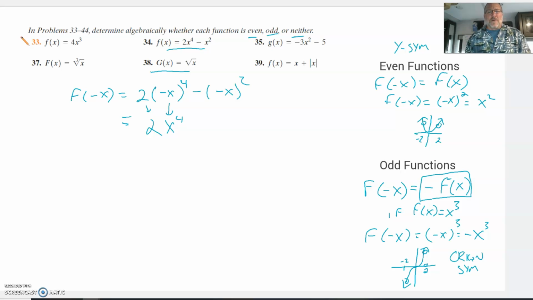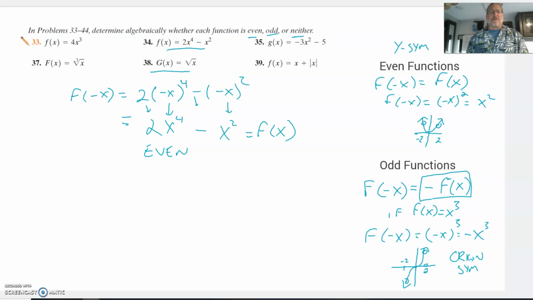Okay, now we're going to go negative x squared. Negative x squared is negative x times negative x. So this becomes a positive x squared, but there's still a negative on the outside. So you want to bring the negative down. Now, if you look at this equation, this is the same as their starting point, f of x. Therefore, I say this is even.